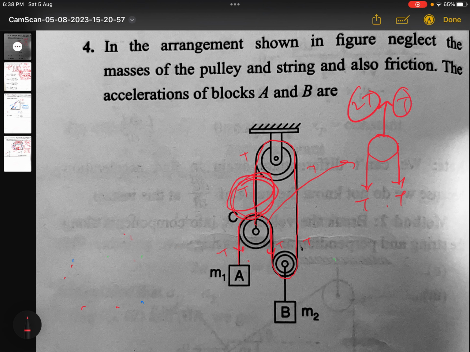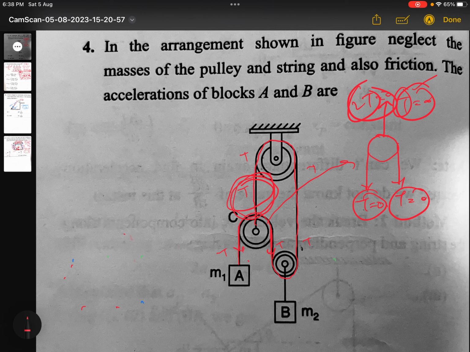So which one is correct? 2T is correct or T is correct? See, in order to satisfy both conditions, I have to take the tension as 0 only. The tension here is 0. If the tension here is 0, then the tension here also becomes 0, and 2T also becomes 0. So in order to get both 2T and T as answers, I have to take T as 0. Then only it is possible.